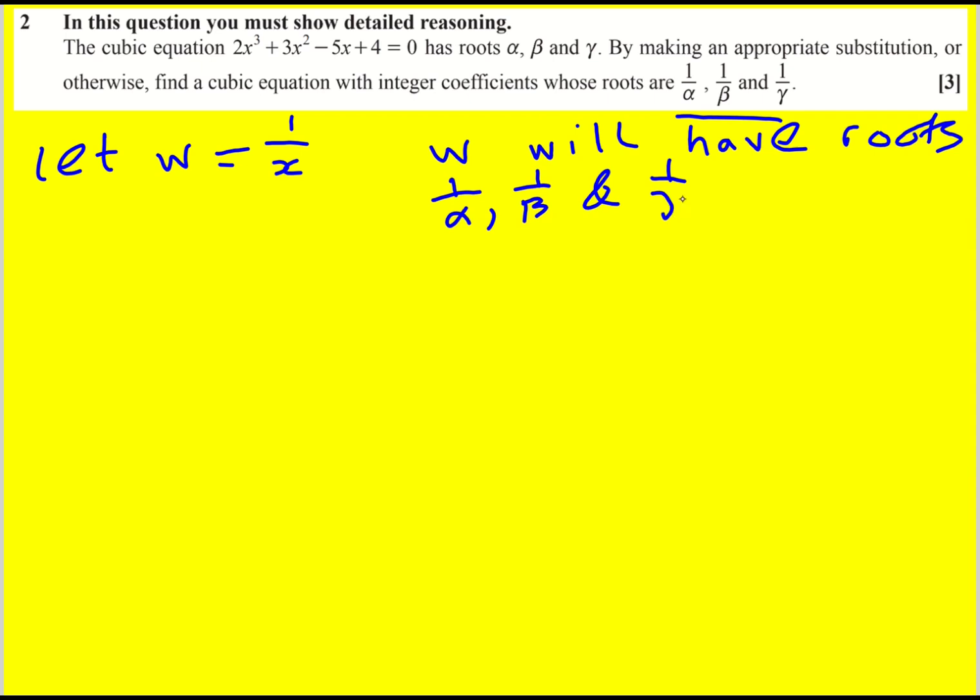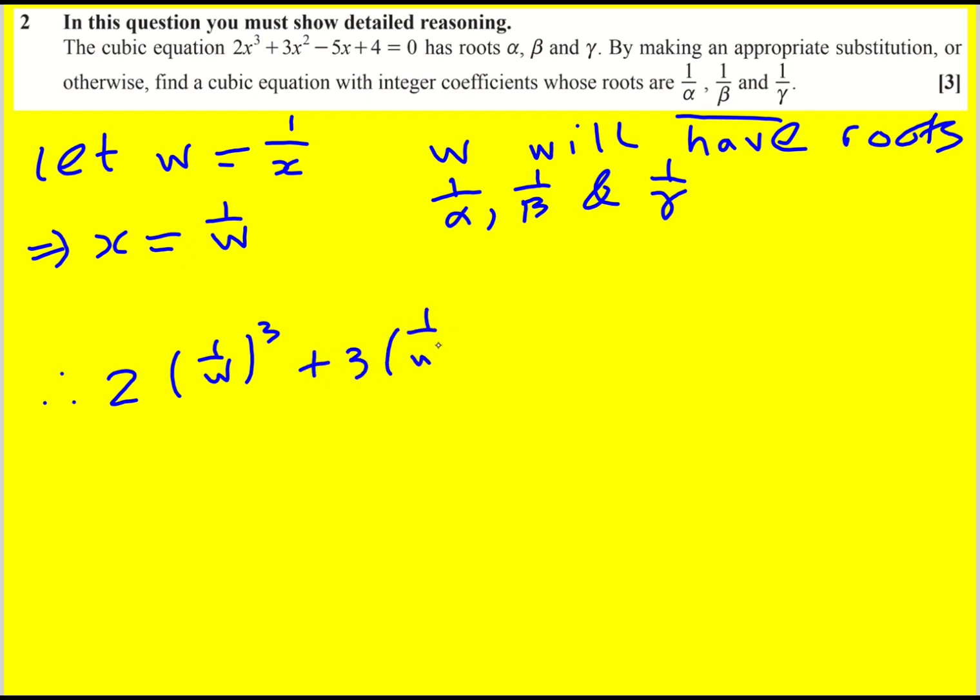Okay, brilliant. So we just need to get a cubic equation in terms of w. What we can then do is get x in terms of w and sub it in. So 2, 1 over w cubed. I'm just replacing all of my x's by 1 over w, plus 3, 1 over w squared, minus 5, 1 over w, plus 4 is going to equal 0. And now I'm going to times through by w cubed.